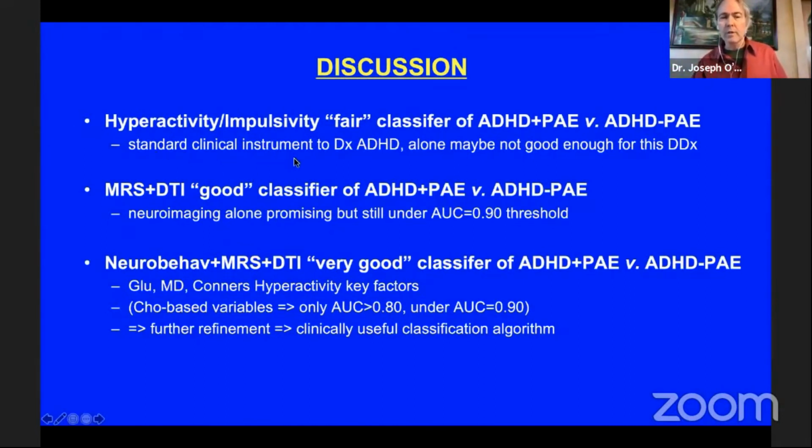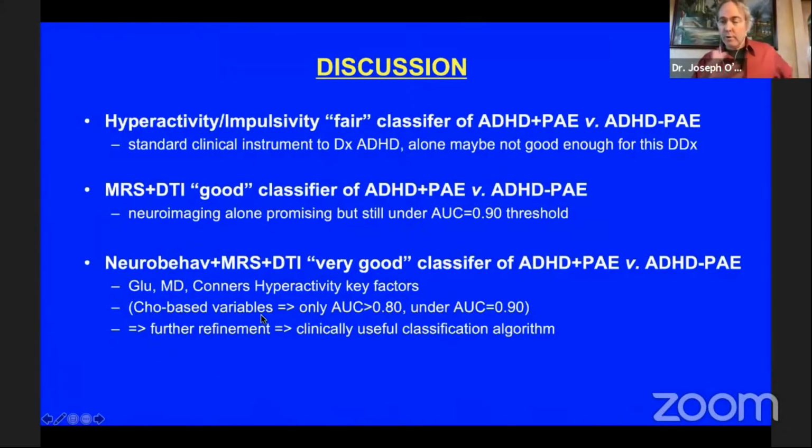So standard clinical instruments such as the Conners are used to diagnose ADHD. They may be good for that purpose, but alone they may not be good enough for this kind of differential diagnosis. MRS and DTI combined yielded a good classification of these two conditions. So neuroimaging alone is maybe promising, but still under the AUC equals 0.9 ambitious threshold that we would like to meet. Finally, when you put the behavior and the MRS and the DTI all together, you get a very good classification of these two conditions, whereby glutamate, MD, and Conners hyperactivity were key factors.